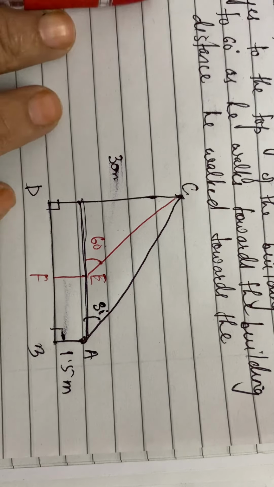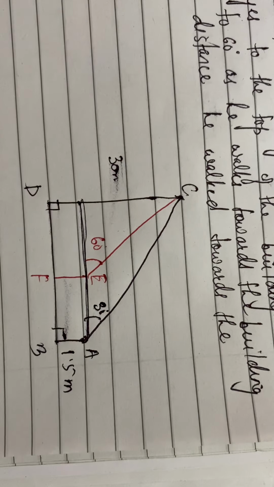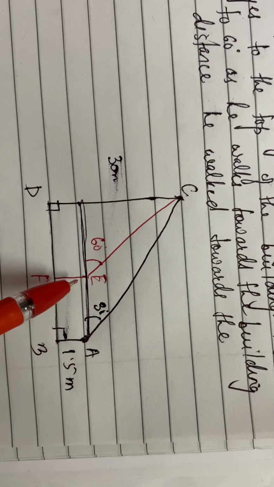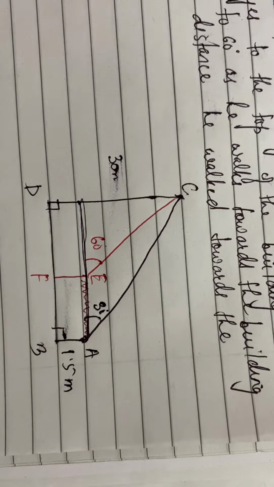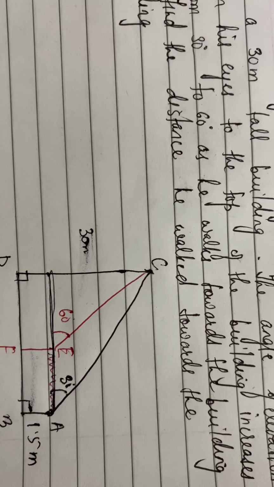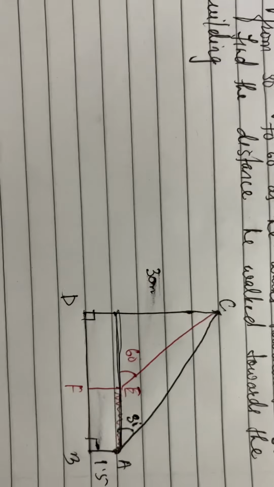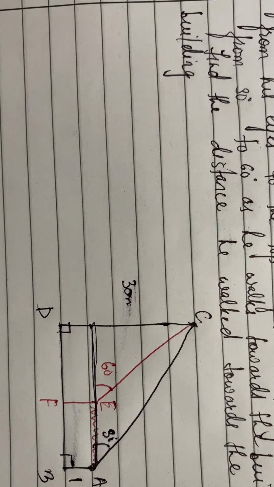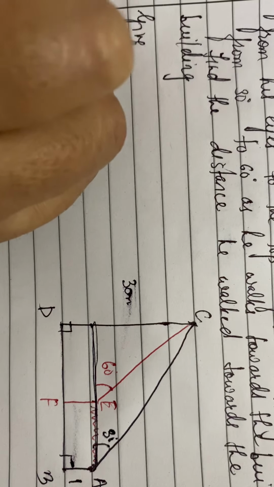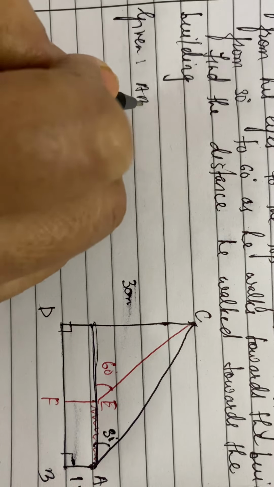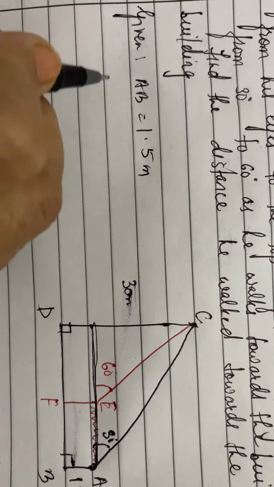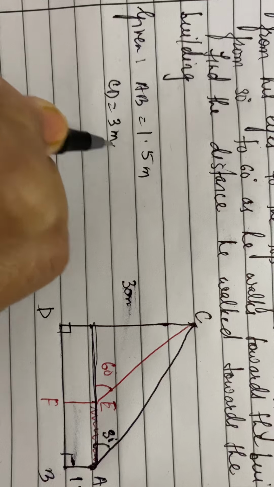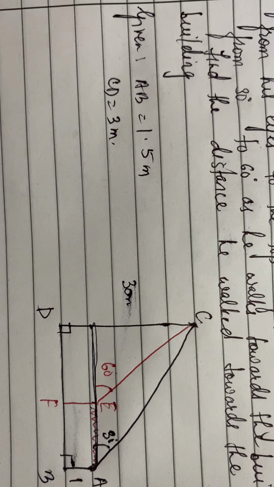He is asking you to find the distance he walked towards the building. This distance, EA, you have to find out. So we write in short what is given to us. AB is equal to 1.5 meter. CD is equal to 30 meter.